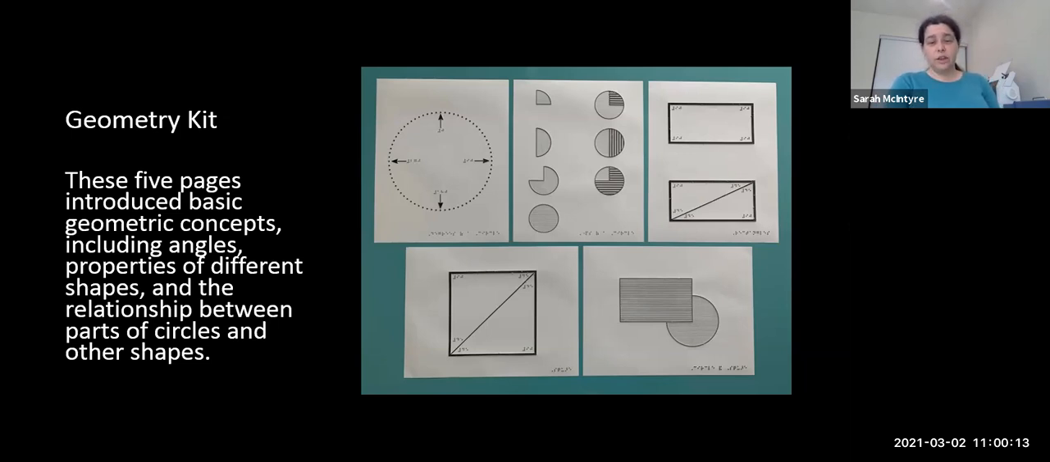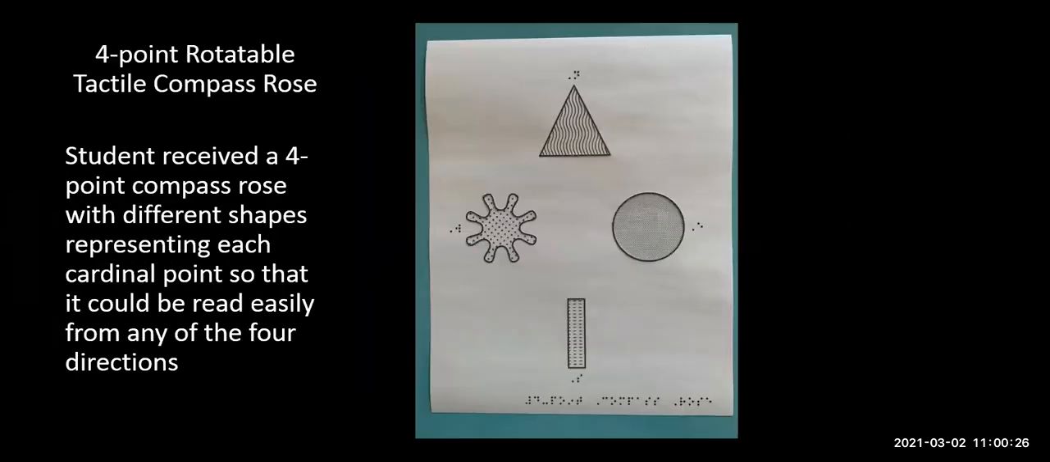And so then the last thing was, in the bottom right corner, just a graphic showing the relationship between a part of a circle and another shape, in this case, a rectangle. So next slide, please.